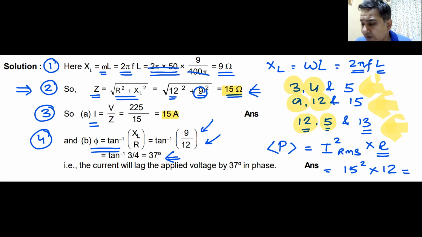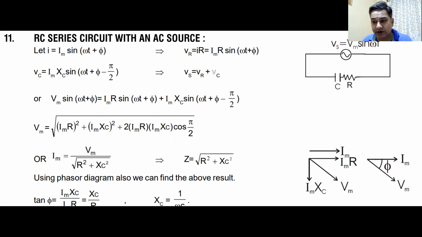Well, I hope you have understood this. This was the LR circuit. In an LR circuit, voltage is leading current by some angle phi. For that angle phi, cos phi is R by Z. The value of Z is root over R squared plus XL squared. Now we'll move on to the second circuit, and you don't have to write all this.